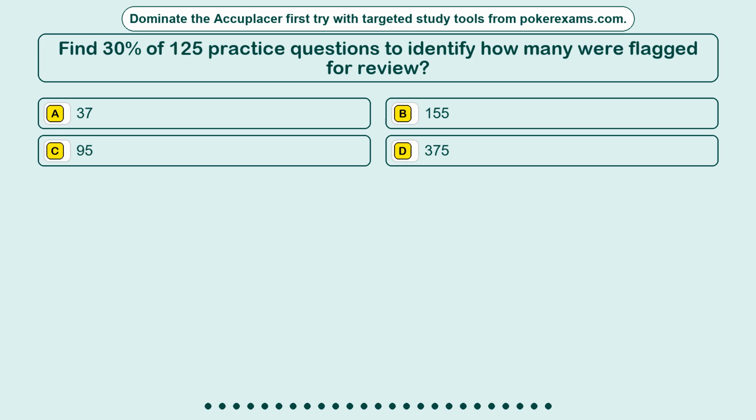Question 4. Find 30% of 125 practice questions to identify how many were flagged for review. Option A, 37. Option B, 155. Option C, 95. Option D, 375.